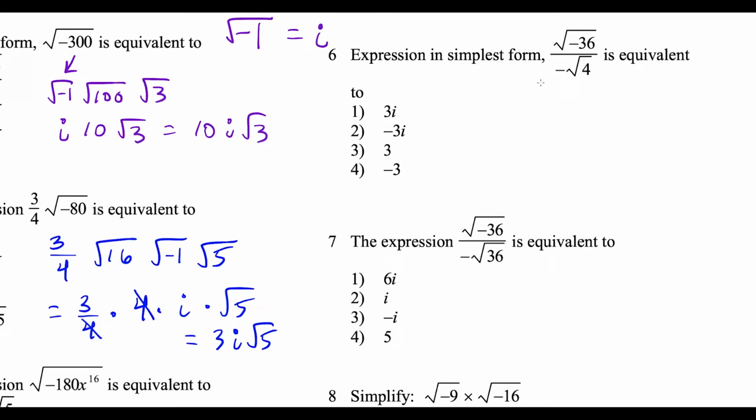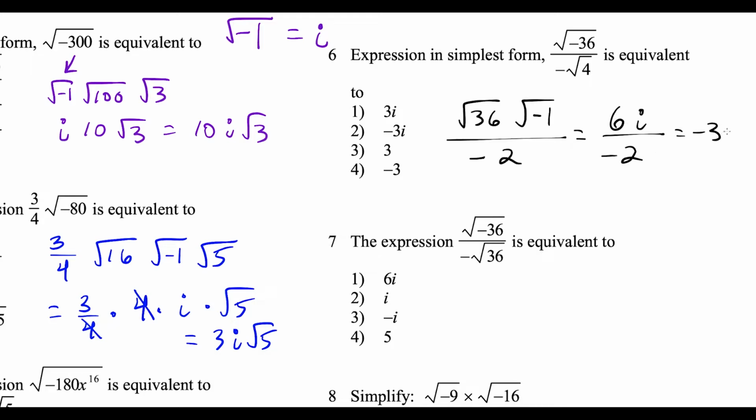So question 6, we're going to simplify this. The top, we could write as the square root of 36 times the square root of -1 over, and this is already a perfect square on bottom, so I have the minus sign here, and the square root of 4 is just 2. Now we could simplify the top. The square root of 36 is 6. The square root of -1 is i, and we're dividing by -2. Now 6 divided by -2 is -3. So this is going to be -3i, choice 2.